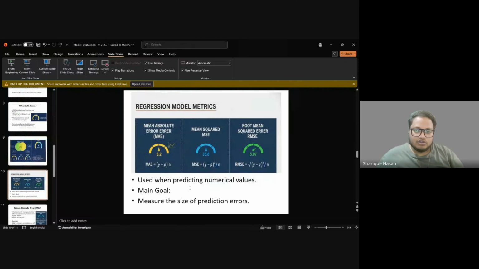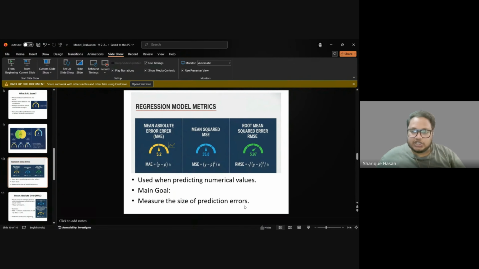What is the main goal? The main goal is to measure the size of the prediction errors: how many errors you are predicting, and whether the size of the error is very big or small when using this model. All the things we studied just now, F1 score, accuracy, recall and precision, are not related to errors. They are about how many correct things you got. This is all about the errors: how many errors you got, and what is the size of the error.